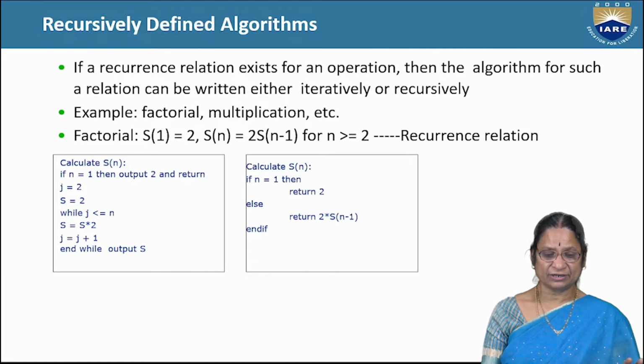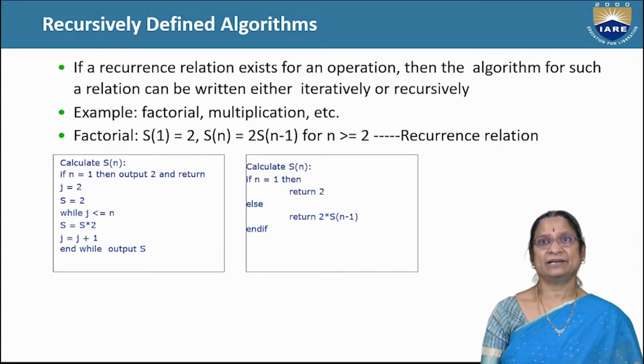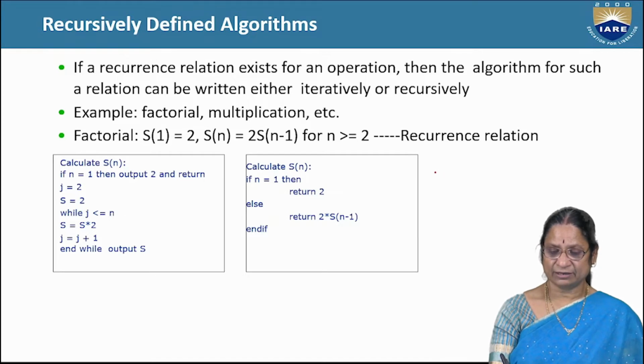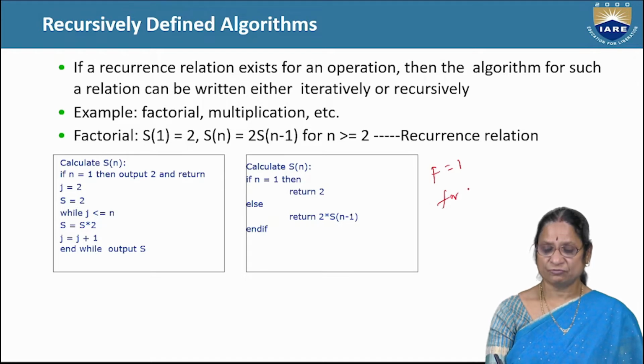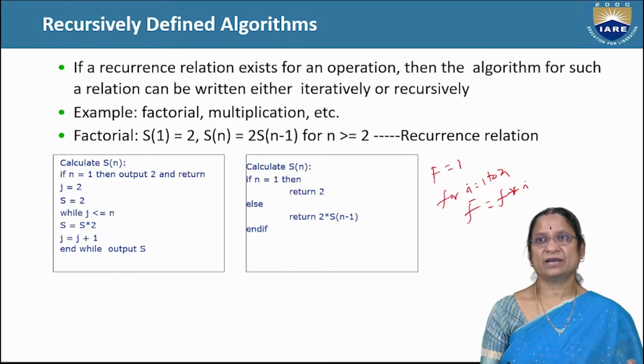All of us are aware of factorial of n. A factorial of n can be computed using a small iterative technique as well as a normal recursive procedure. If it is the iterative technique, I will take my factorial f equal to 1 and write my for loop for i equal to 1 to n: f equals f star i. That means every time we are multiplying the existing value. This is a repetition or iteration, you can say.